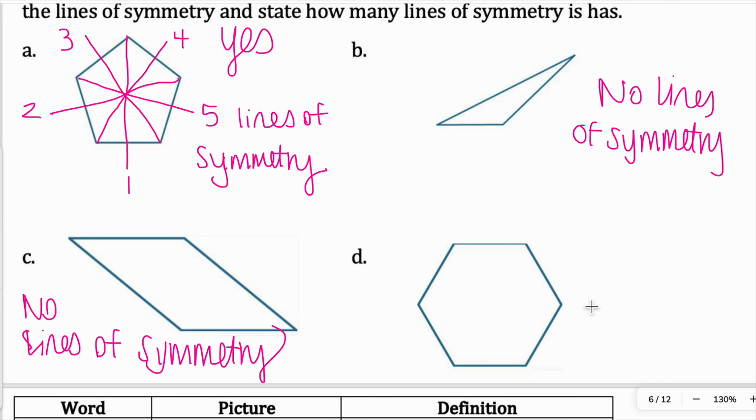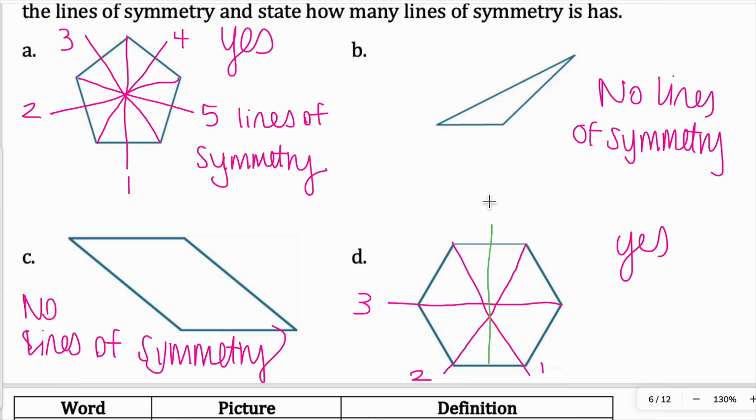However, letter D does. And this one, again, we can go from vertex to vertex. So here could be 1, 2, and 3. But then we can also go in between each one and say 4, 5, and 6. Again, my lines are not perfect, but you get the idea. It's a little bit easier to draw that on your paper.